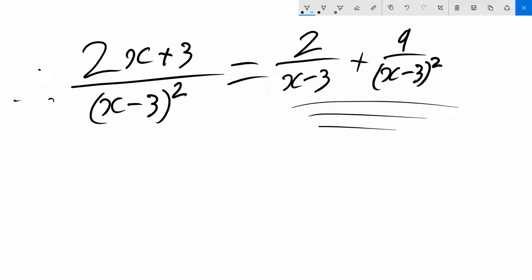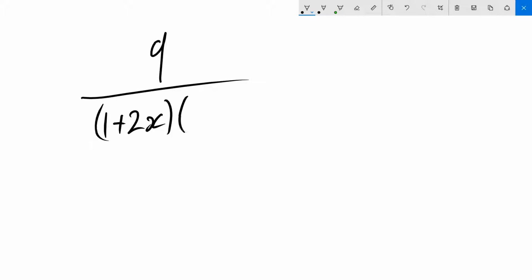Okay, so let's move on to a slightly more complicated version of this. So if we had 9 divided by 1 plus 2x lots of 1 minus x squared, we can see that there's a whole new problem. How do we treat this? We know how to treat if there was just this square here, but now we have this extra thing to worry about. So instead of splitting it into two, we're going to split it into three different fractions.